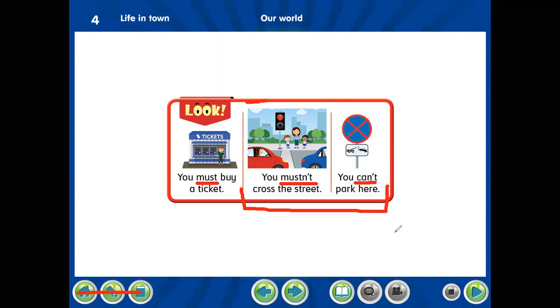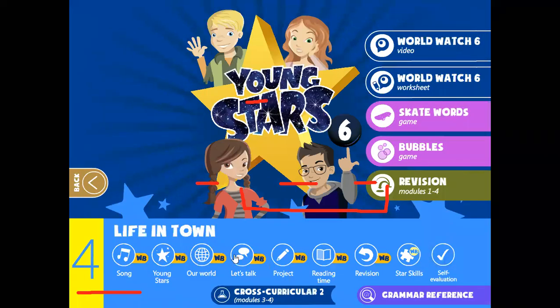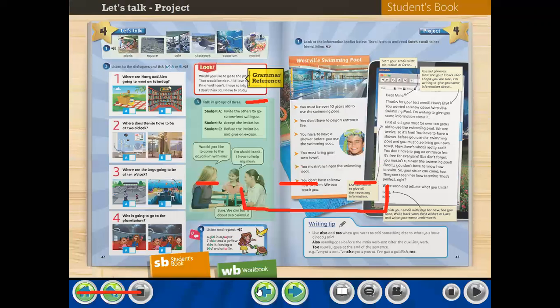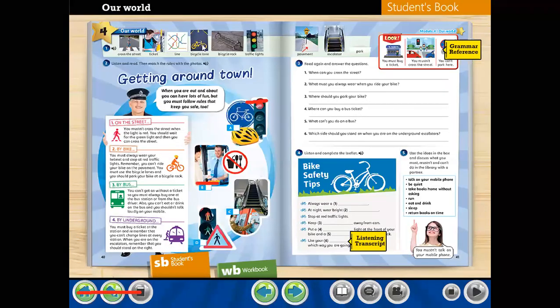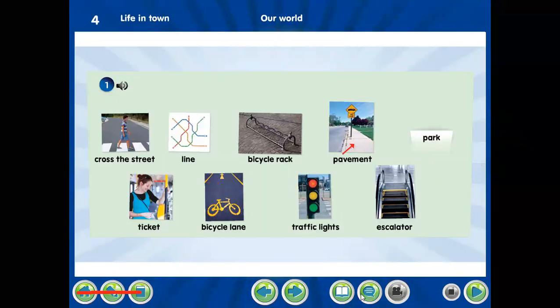Now, please, let's remember some vocabulary first, okay? Let's learn some vocabulary. It's in your books, Young Star. Open, please, page 40 and 41. Let's start with the vocabulary. Listen and repeat, please. Open your microphones, repeat.